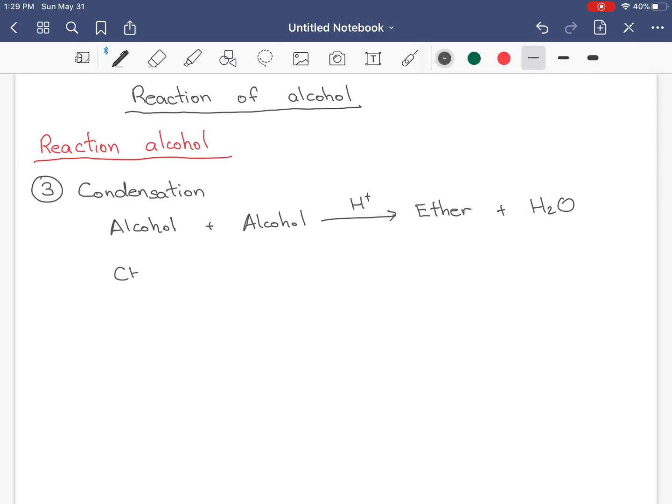So I have right here methanol. Okay, and I'm going to react this with my favorite alcohol, ethanol. Notice I drew it backwards. Well, not really backwards. I drew it in a way where the 2 OHs are facing each other.